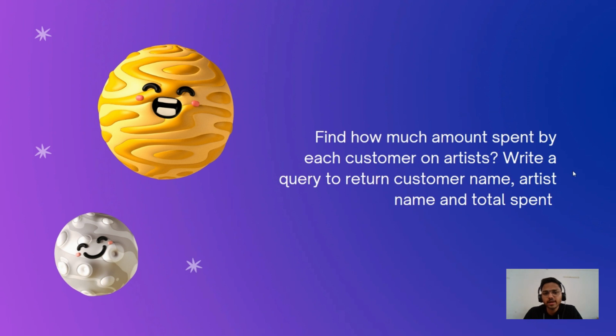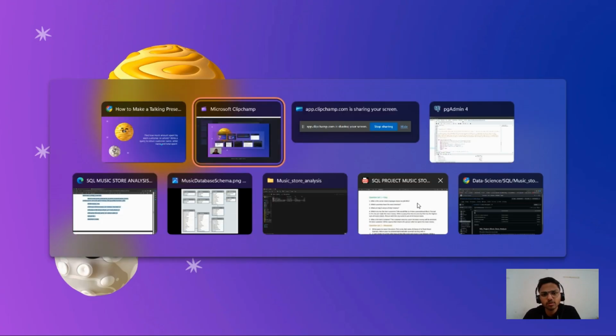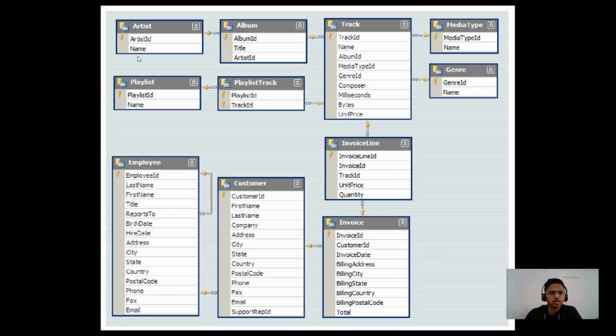Find how much amount is spent by each customer on artists. So we need to find the amount spent by each customer on each artist. Write a query to return the customer name, artist name, and total spent. Customer name we will get from the customer table, artist name from the artist table, and total spent from the invoice. So we should be very thorough with the table schema now. But we need to join this many tables.